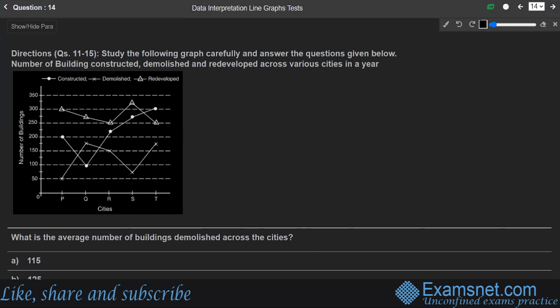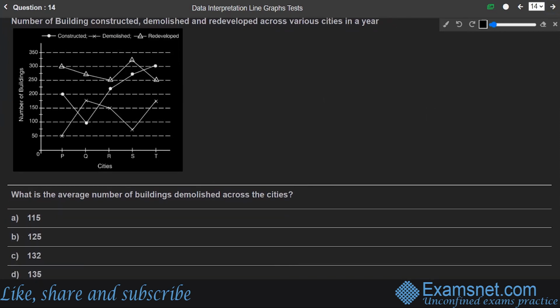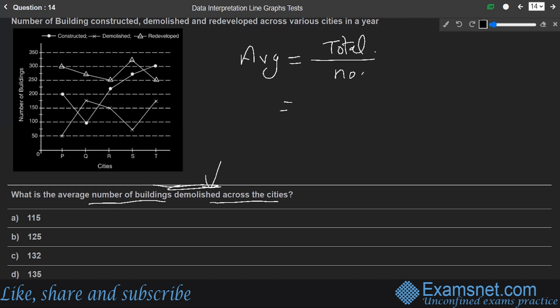Now, for the same line graph, we are supposed to answer a different question. The question says, what is the average number of buildings demolished across the cities? Average is always found by the total, that is the sum, divided by the number of items. How many cities are involved? We are supposed to find the total of buildings demolished first. Demolished is represented by a cross, so clearly we have to add these cross values all together. That will be the total sum.